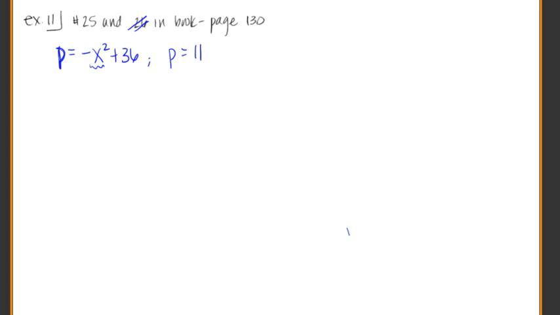And specifically what they want us to do is sketch the supply curve and then determine the price. I'm sorry, I'm reading the wrong one. We want to sketch the demand curve and then determine the quantity demanded when the price is specifically $11. Okay, so let's do the curve. We're going to graph this equation.